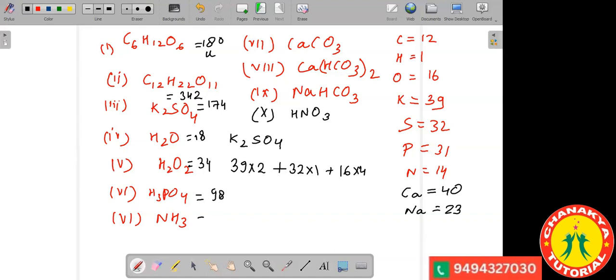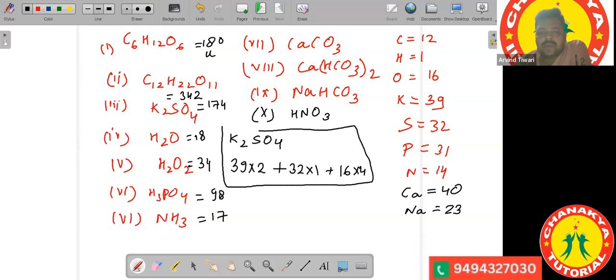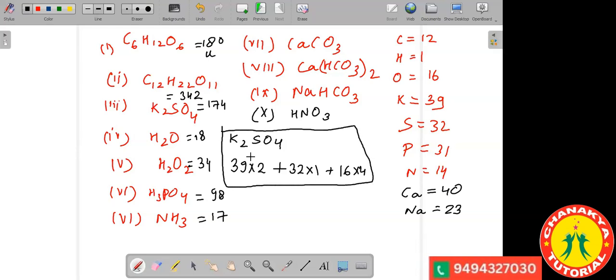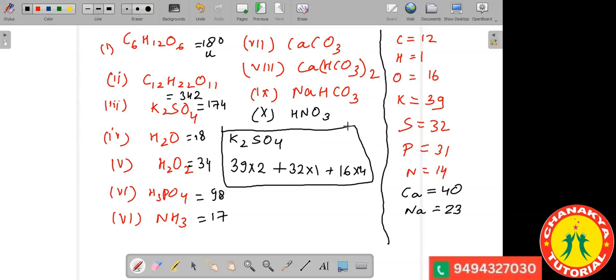NH3. So how do we calculate this? Who is this asking? Rikshit? Yes, sir, Rikshit. So I had told you over here as one of the examples. See? K2SO4. So how do you know that K is 39 or something like that? Oh, that we have given here. See here the list. It's already provided to you. Okay, sir. One minute. Let me note it down.